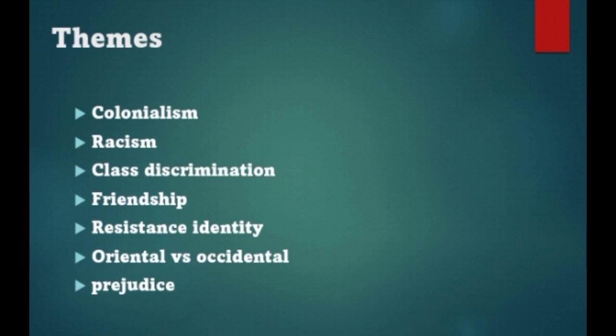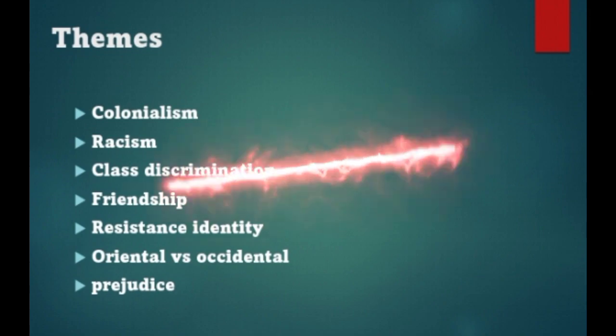Then there is the theme of Occidental and Oriental. Here Oriental means inferiority and Occidental means superiority. For example, in the novel the Britishers feel that they are Occidental and treat Indians as Oriental. The theme of prejudice is present in the character of Adela against the community and the prejudice of Aziz against Britishers.